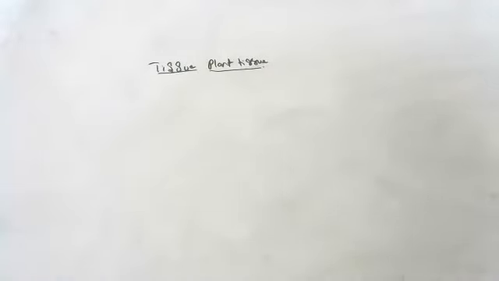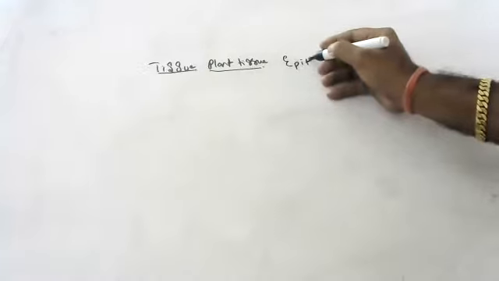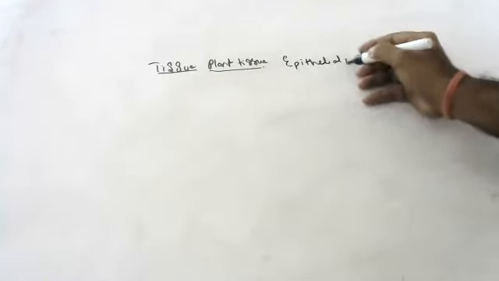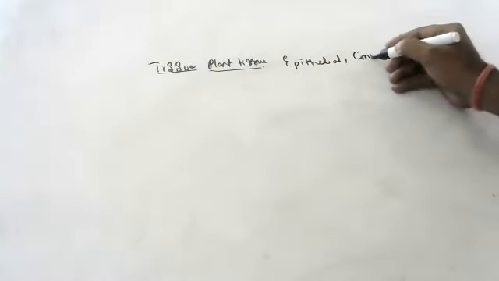Now coming to animal tissues, we will see today, children. Animal tissues are basically four different varieties. One is epithelial tissue. Second one is connective tissue.